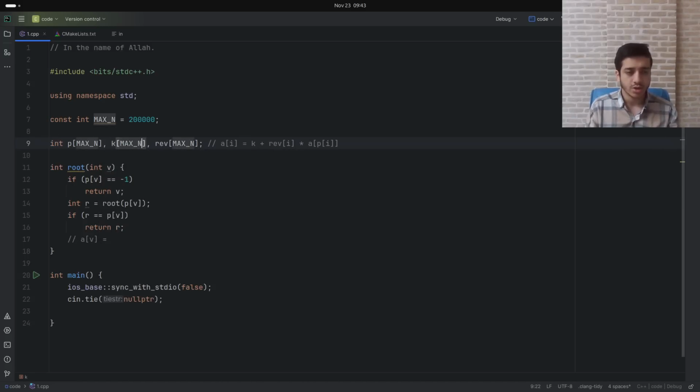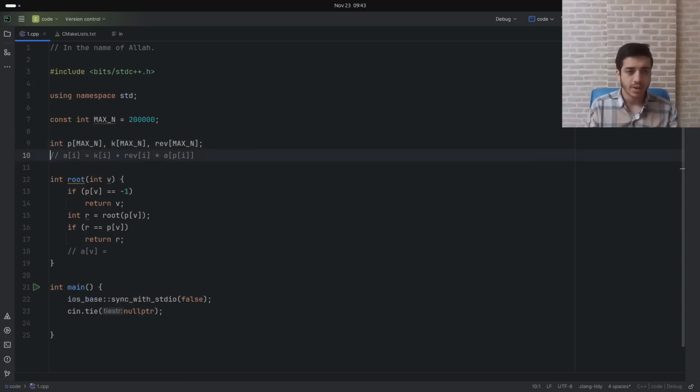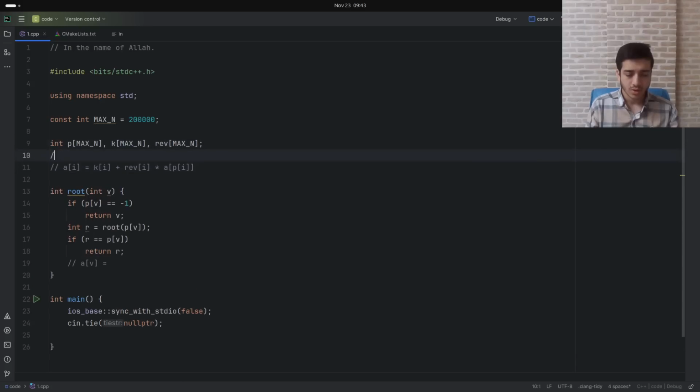Okay, let me change it to K, and now I can better explain it. If I is root, AI is KI. Otherwise, AI is like this. Okay.